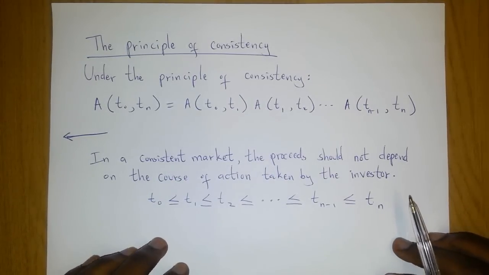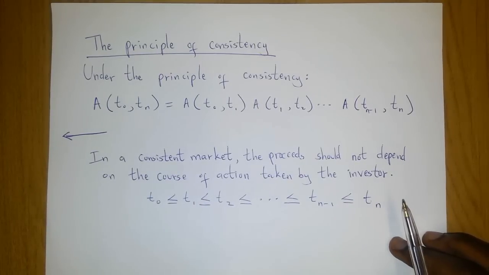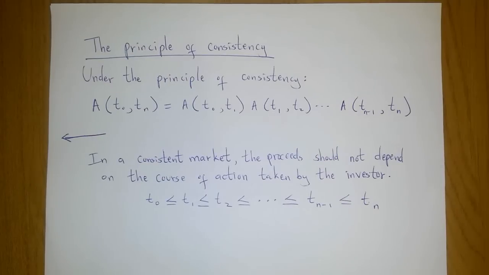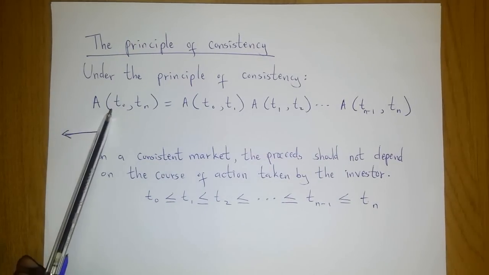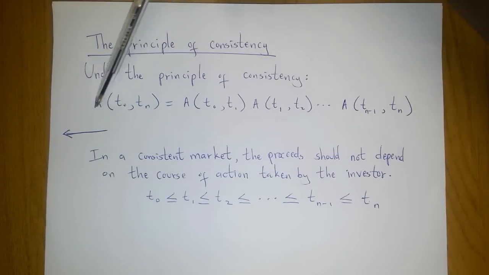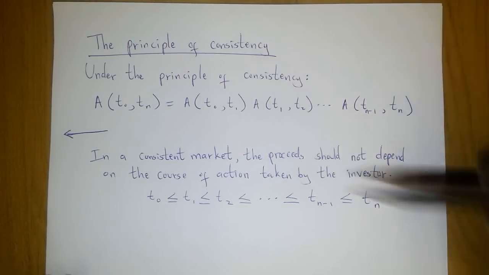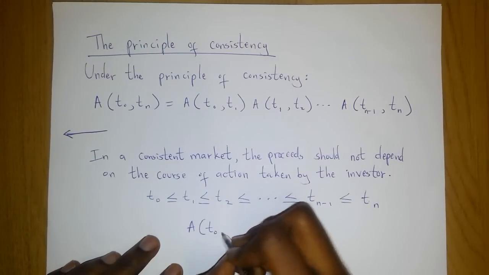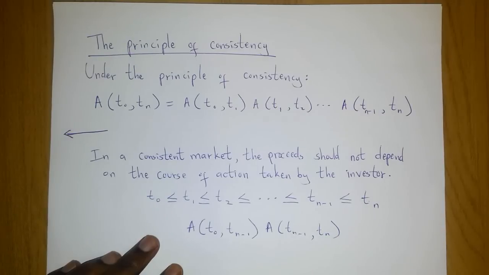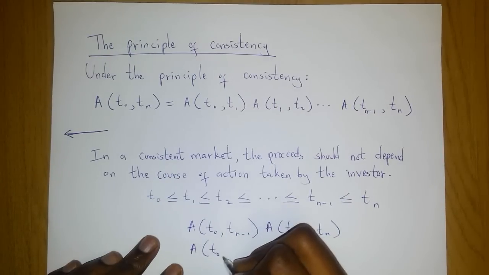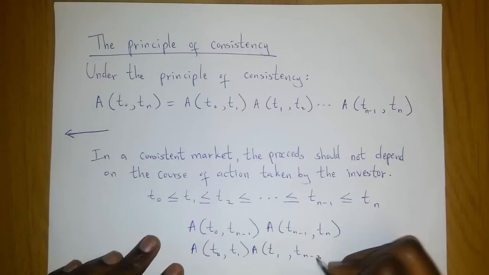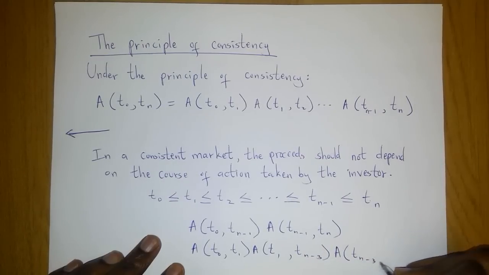Now, what the principle of consistency says in plain words is that if you have a certain sum of money and you decide to invest it from time t0 to time tn, it doesn't matter whether you consider this accumulation from t0 to tn, or you consider an accumulation from time t0 to t(n-1) multiplied by an accumulation from time t(n-1) to tn, or maybe another accumulation from time t0 to time t1, multiplied by an accumulation from time t1 to time t(n-3), multiplied by an accumulation from time t(n-3) to time tn.